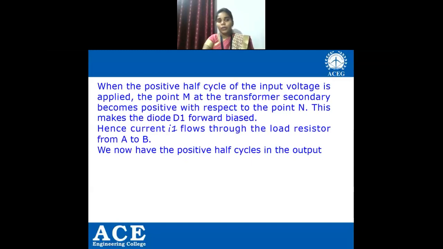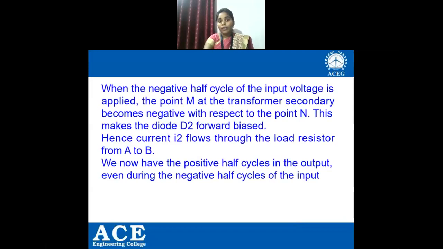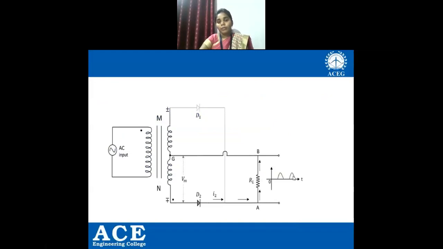This is for diode D1, how diode D1 is going to conduct. When a positive half cycle of the input voltage is applied, the point M at the transformer secondary becomes positive with respect to the point N. This makes the diode D1 forward biased. Hence, current I1 flows through the load resistor from A to B. We now have a positive half cycle in the output. You can see here, positive is there as output. For the negative half cycle mentioned here, you are going to get the waveform like this. See, from N to N.